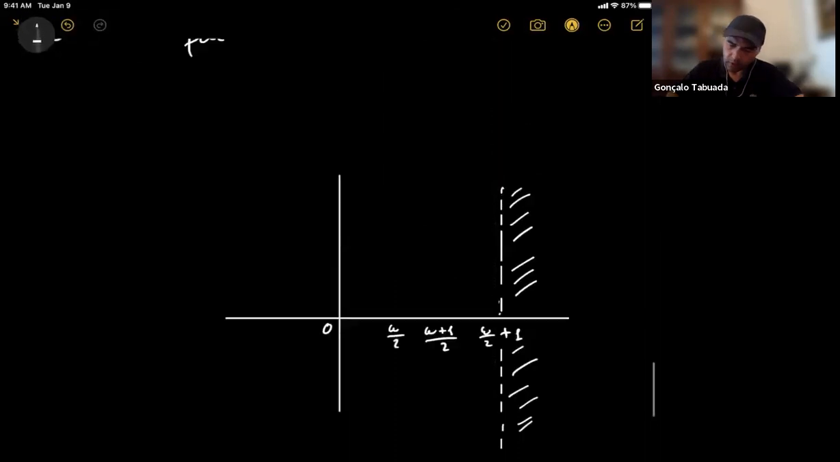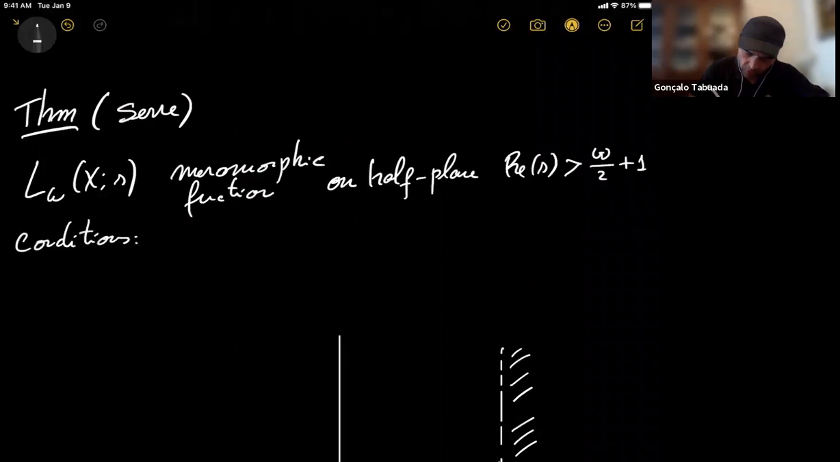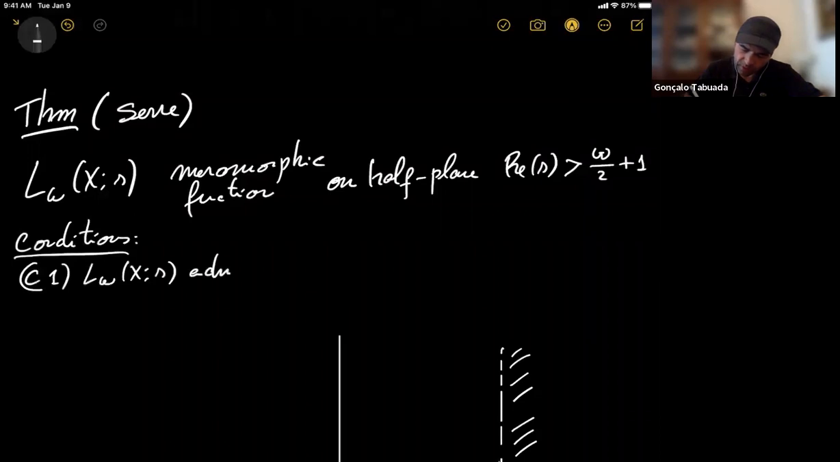And what can we say about this function? Well, there are two conditions that are expected to hold about this function. Condition number one is that this function should admit a meromorphic continuation to the entire complex plane. So it admits a meromorphic continuation to C.